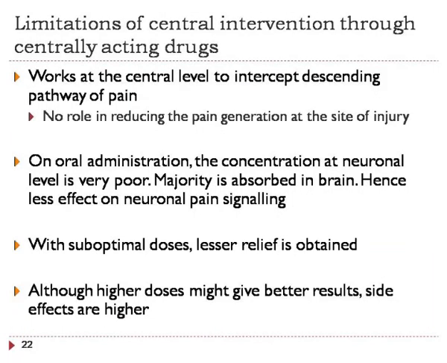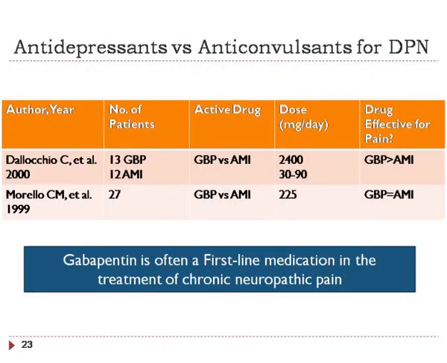Some of the papers have said that amitriptyline is far superior, others have said that pregabalin is non-inferior to amitriptyline. So the limitation of these centrally acting drugs is that they work at the central level, and they really do not address the problem of pain. Another limitation is that on oral administration the concentration at the neural level is not achievable, which is always there if we apply it topically, and suboptimal doses will not work, and there will be some side effects, which is always there with oral agents.